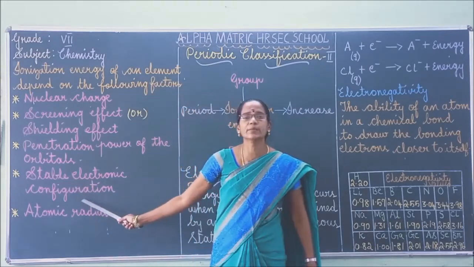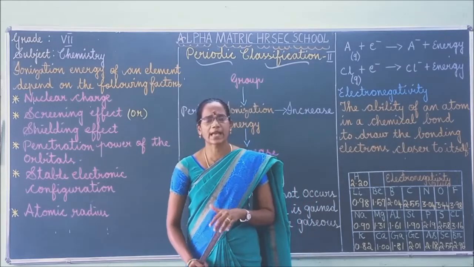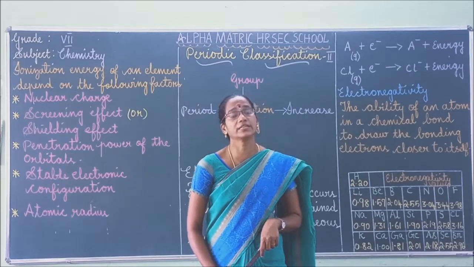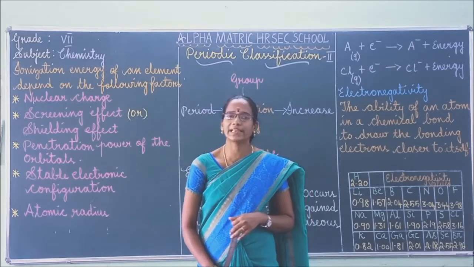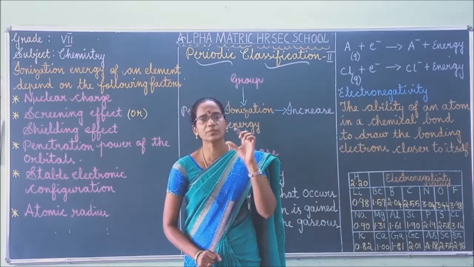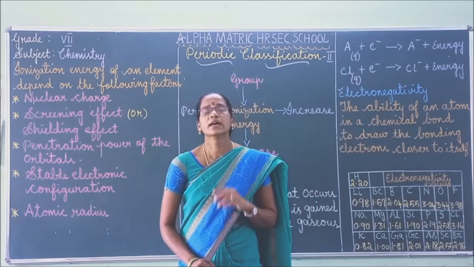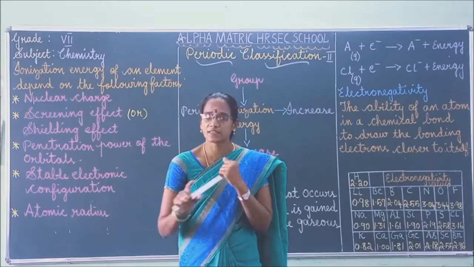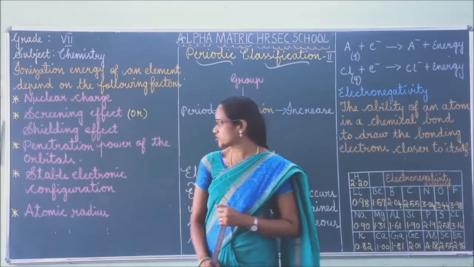Next one is stable electronic configuration. It means an atom in which the outermost valence shell is complete, then it is called a stable electronic configuration. If an atom has a stable electronic configuration, its outermost valence shell is complete.